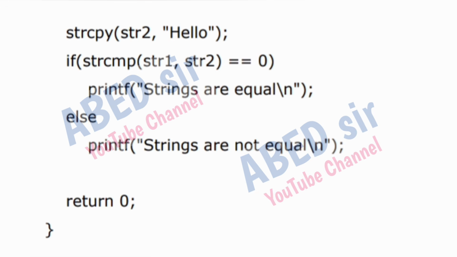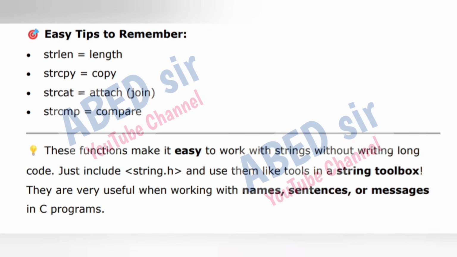strcpy(str2, "hello"); if (strcmp(str1, str2) == 0) printf("Strings are equal\n"); else printf("Strings are not equal\n"); return 0. Easy tips to remember.